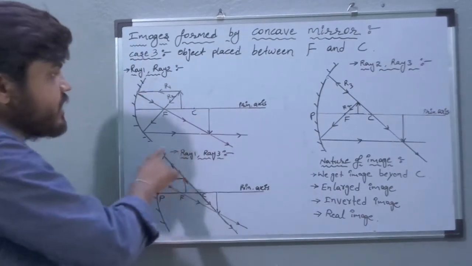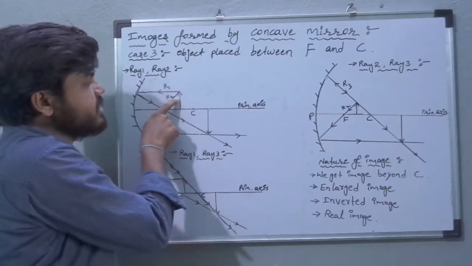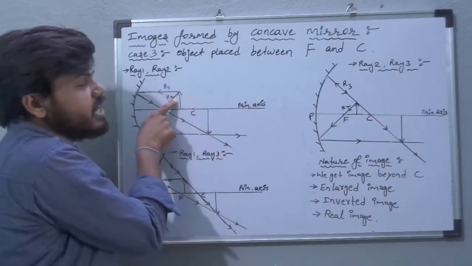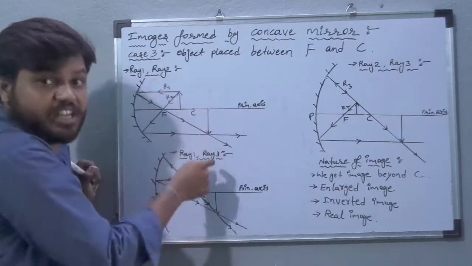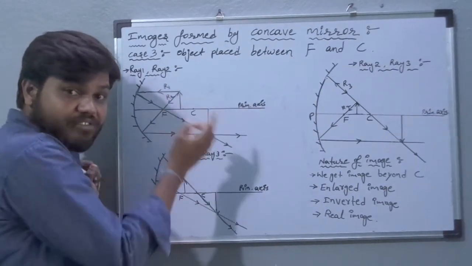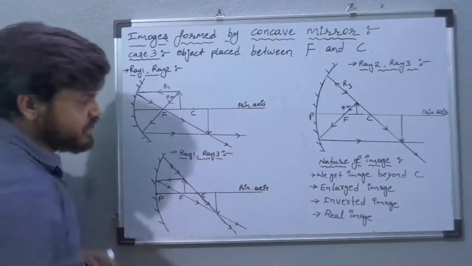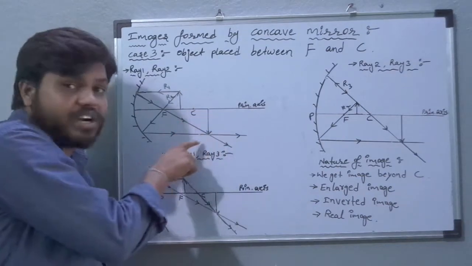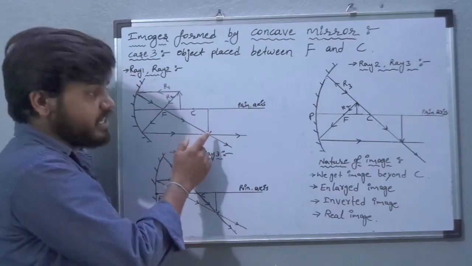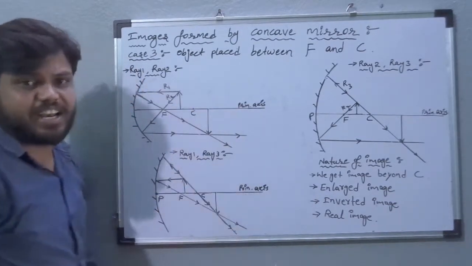By looking at this, we can easily say the nature of the image. See here, compare the sizes of the object and image. The image size is more than the object size. So which image did we get? An enlarged image. Where did we get the image? Behind the center of curvature. And it is an inverted image. We are getting the image on the screen, right? So it is a real image.